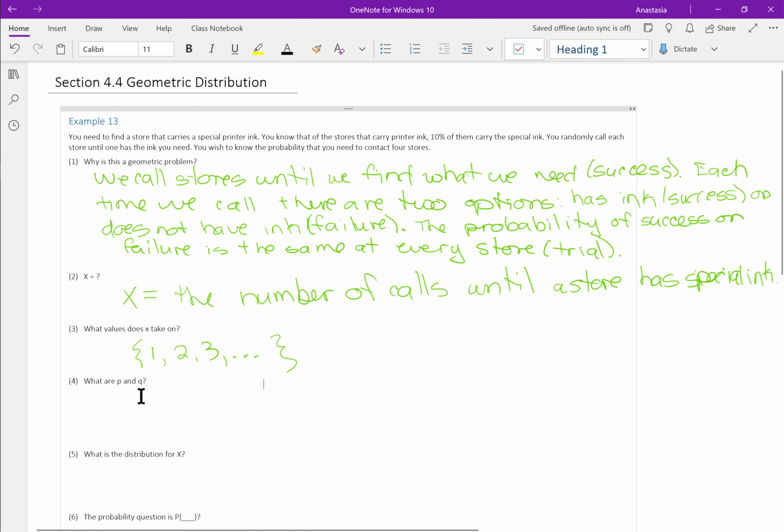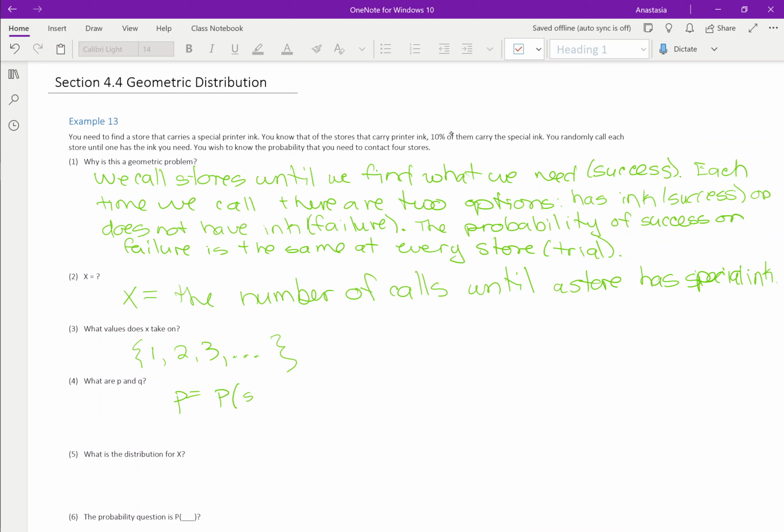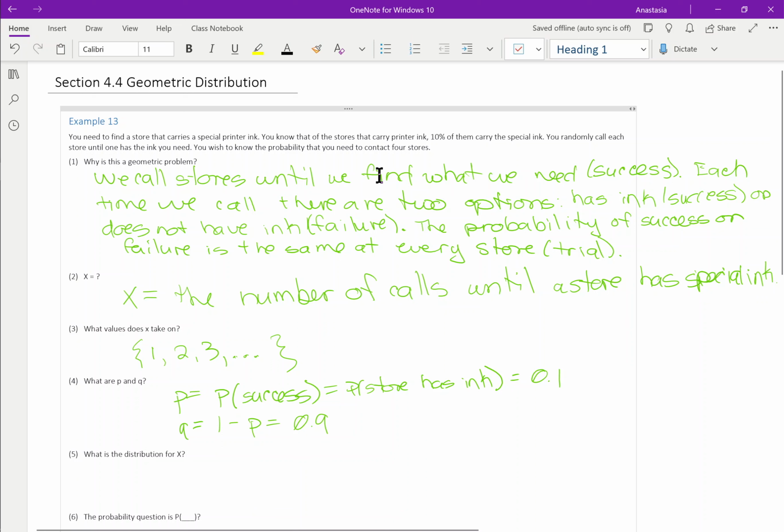What are P and Q? Well, P is the probability of success. It's the chance that a store will carry the correct ink, but we know that 10% do. So P, which is the probability of success, which in this case is the probability that a store has the special ink, that's going to be 0.1. And just like with the binomial, P and Q, when you add them together, are equal to 1. So we can get Q by subtracting P from 1. So we get 0.9. And that's our probability of failure, if you recall.